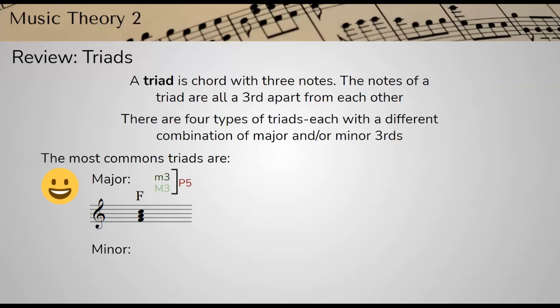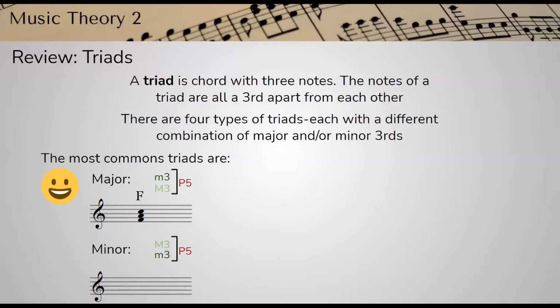And this often is said to sound happy. The other kind of triad that's really common is the minor triad, and this kind of flips the intervals. So on the bottom we have a minor third, and on top we have a major third. And again, just because we're flipping those, it still creates a perfect fifth between the lowest note and the highest note in this triad.